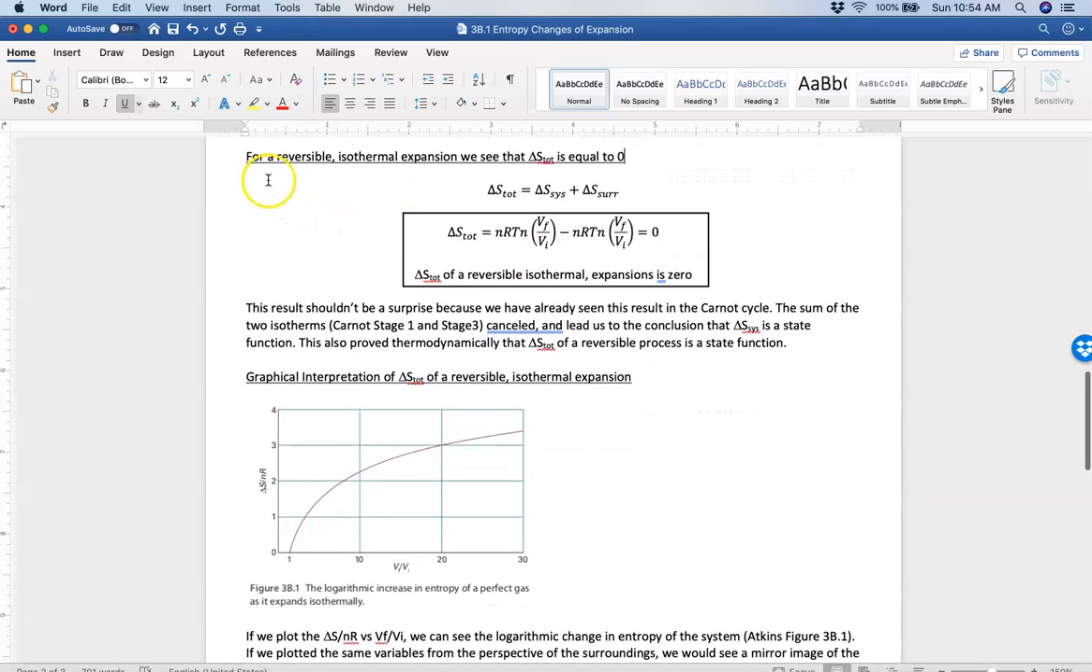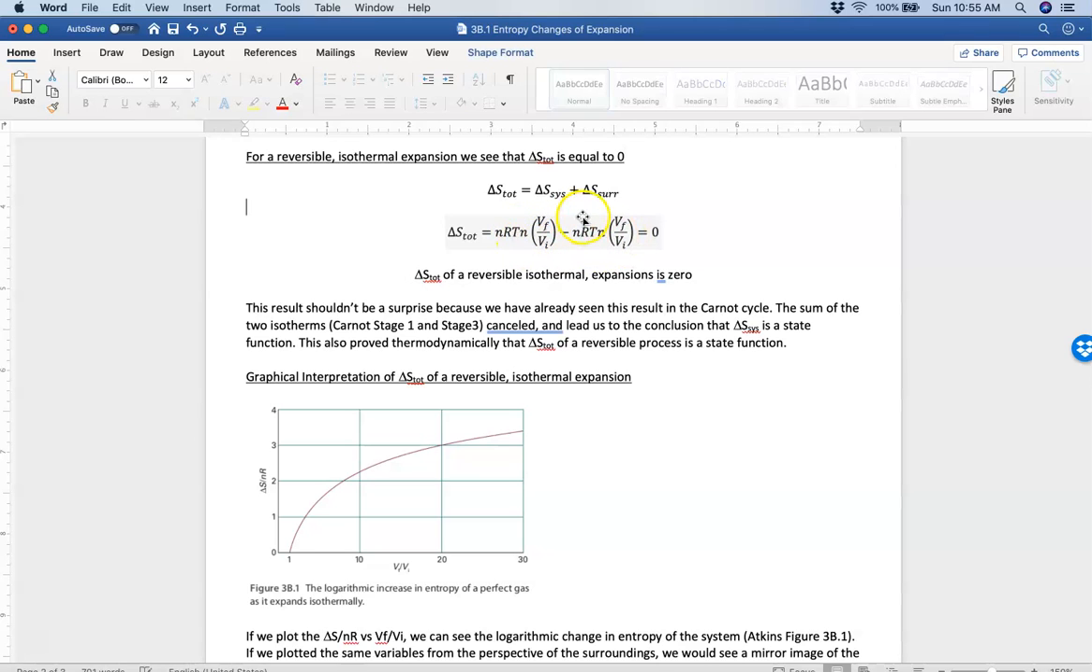So, for a reversible isothermal expansion, we can see that the change in entropy total, so the change in entropy of system plus surroundings, is going to be equal to 0. And we've actually already shown this with the Carnot cycle. So here we have nRT ln of our ratio of volumes. This is indicating the system, and we know the surroundings is going to be opposite but equal in magnitude to the delta S of the system. When we add that all together, the change in entropy total must be equal to 0.